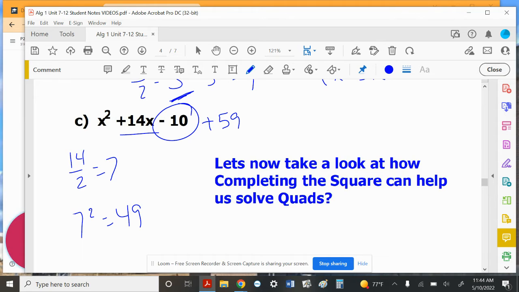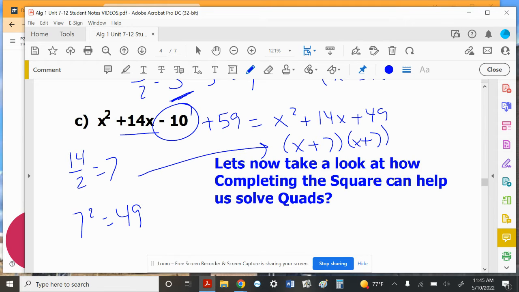So if I add 59 to minus 10, that's going to give me 49. So that's going to be x squared plus 14x plus 49. And then I factor it, x plus 7 times x plus 7. The 7's come from there. The plus comes from here. Okay, and that's how we deal with those.